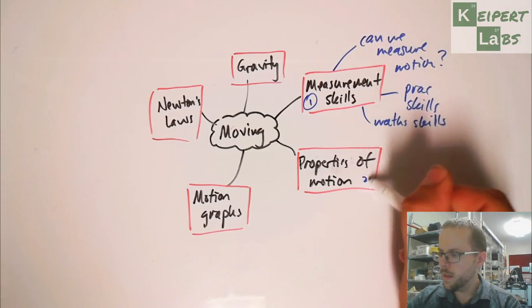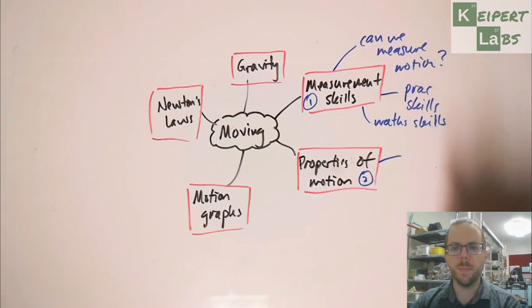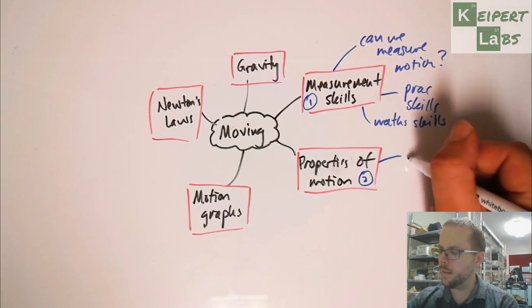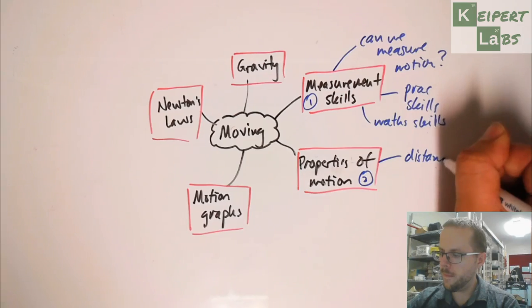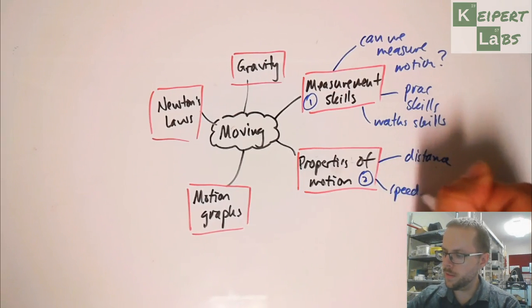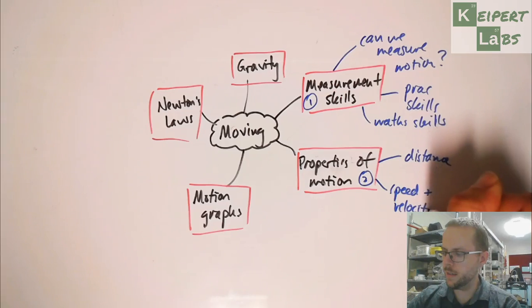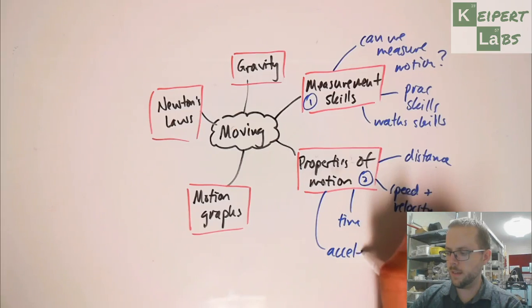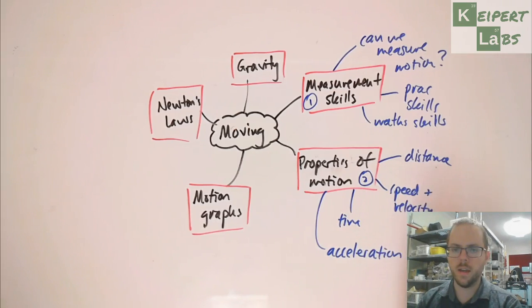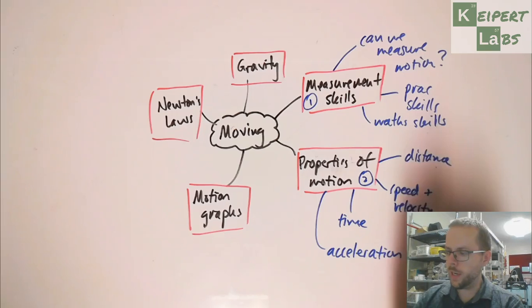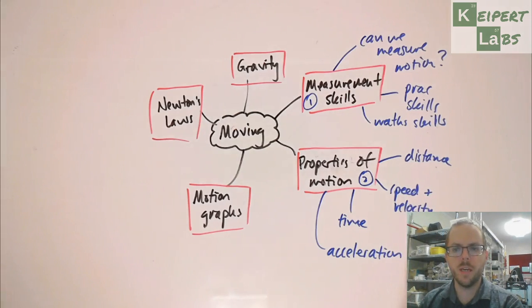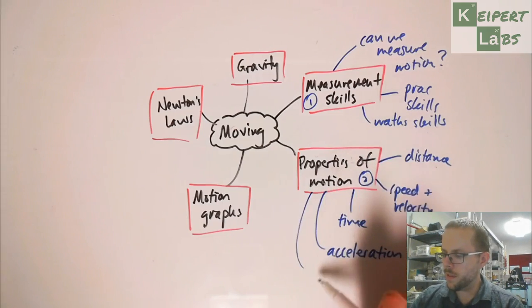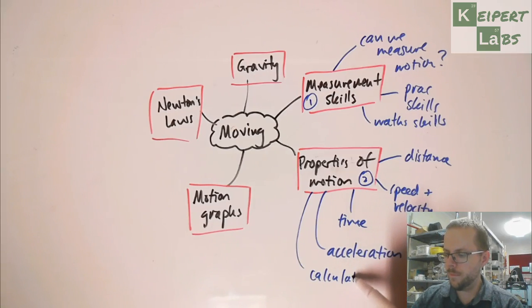The second thing that we're going to look at are some properties of objects that are moving. Things like distance, speed, and velocity as two related ideas. We're going to be looking at time, other properties like acceleration. We're going to look at what we can measure, how we can measure that, what we understand by those different properties, and how we can actually calculate them. So there's going to be some calculation involved here.